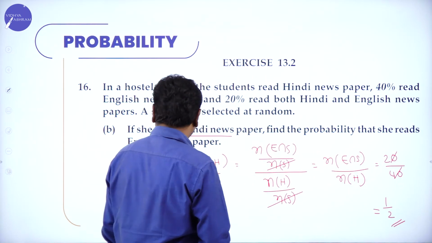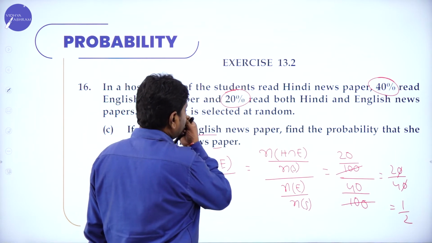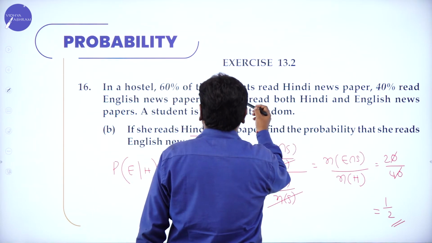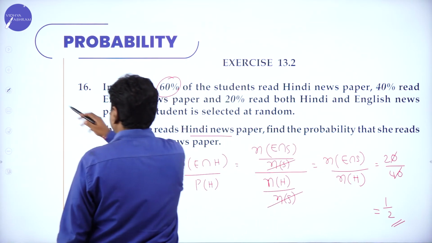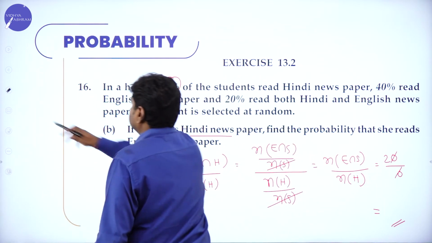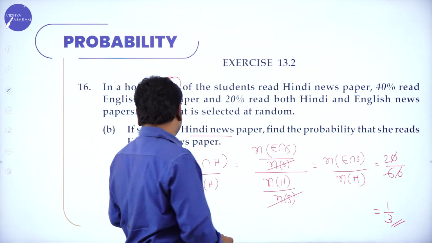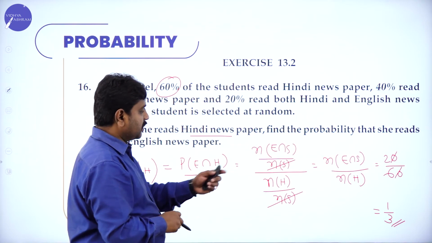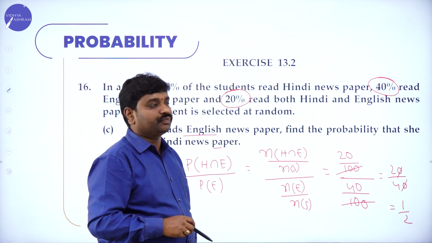In the last case, divided by P of H, Hindi, how much did they give? They told 60% read Hindi. Sorry, here 60%. So in the denominator, we should take 60%. They gave 60%. So 20 by 60, which is 1 by 3. The probability that she reads English given that she reads Hindi is 1 by 3. The probability that she reads Hindi given that she reads English is 1 by 2.